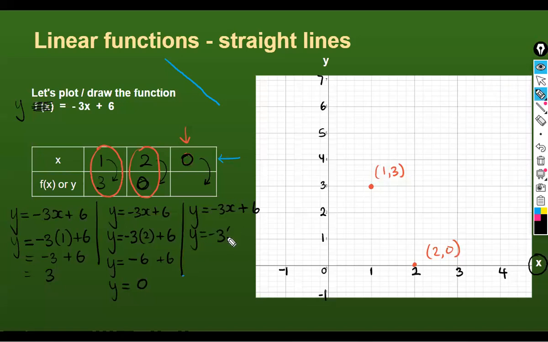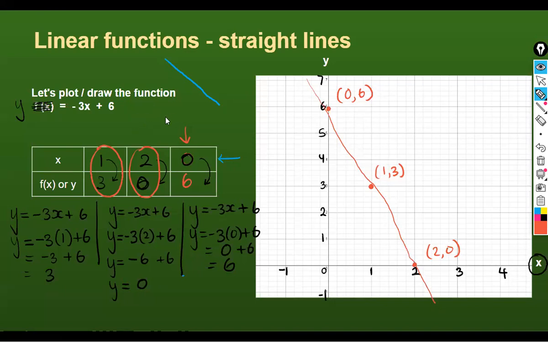So we replace the x with 0. Anything times 0 is 0, plus 6, and we get 6. So 0 on the x and 6 on the y: the point (0, 6). Take a ruler and join these points. I don't have a ruler here, so I hope your graph looks a little bit better. Does this fit our description?